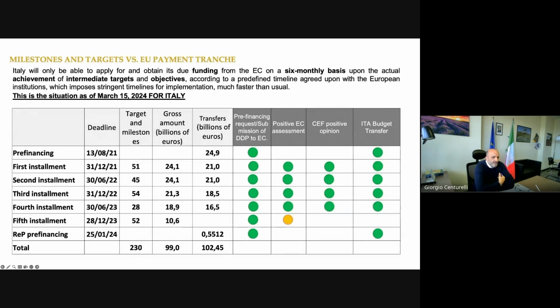We obtained financing from the RRP and from the additional financial resources from RePower EU, and the total amount of cost already transferred from the European Commission is more than 100 billion euro.